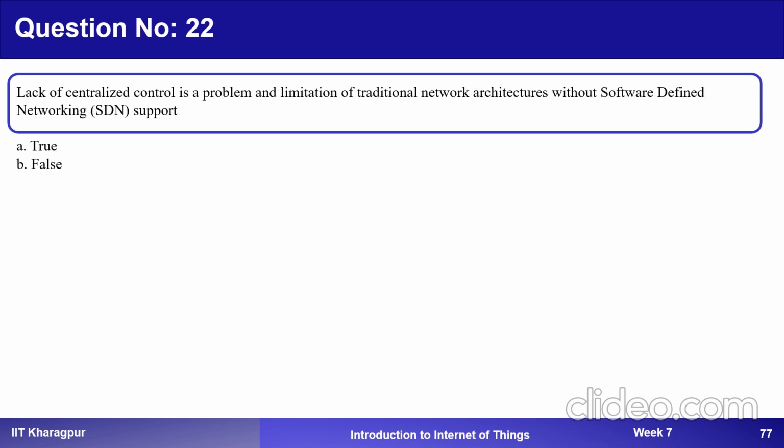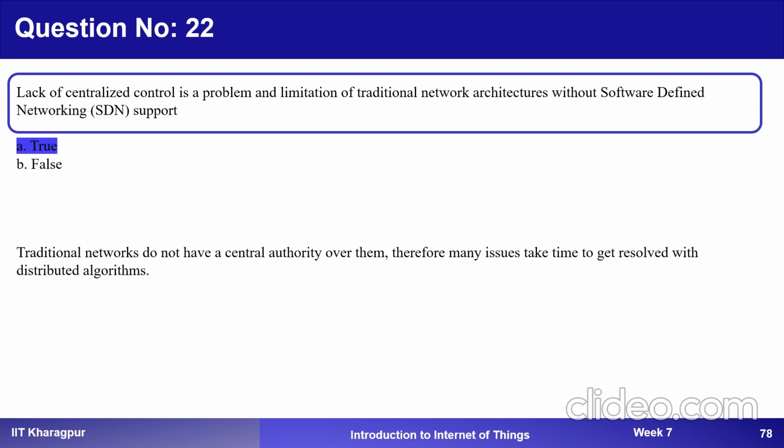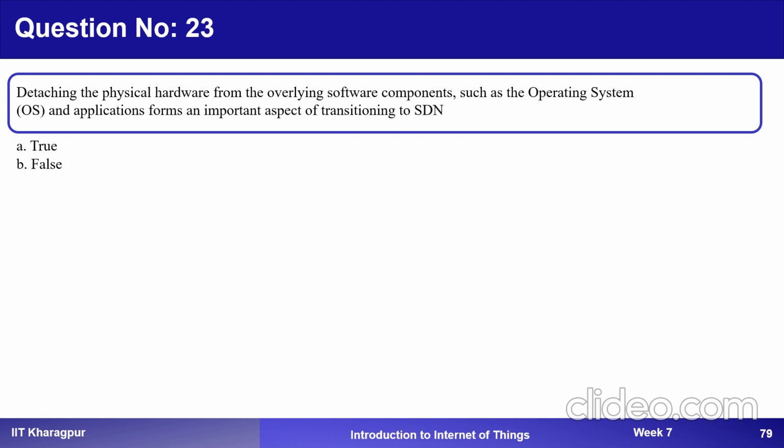Next question is, lack of centralized control is a problem and limitation of traditional network architecture without software defined networking support. True or false? Anyone? True. True. Okay, anyone else? Right, this statement is true because there is no centralized control, so it becomes difficult to manage a large network in traditional network architectures.